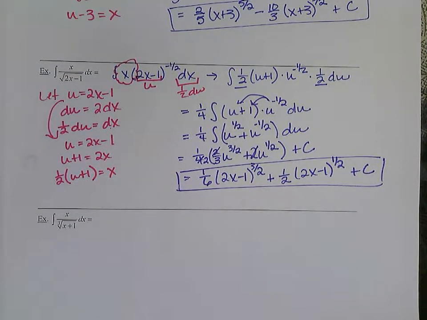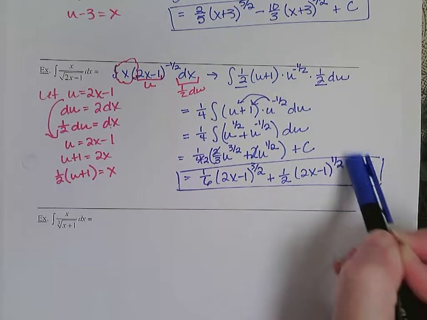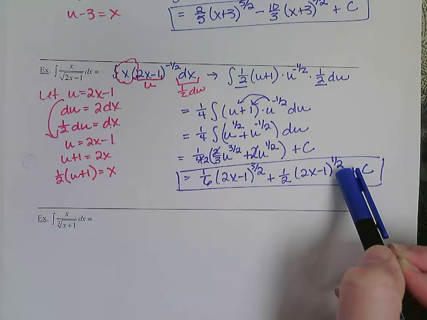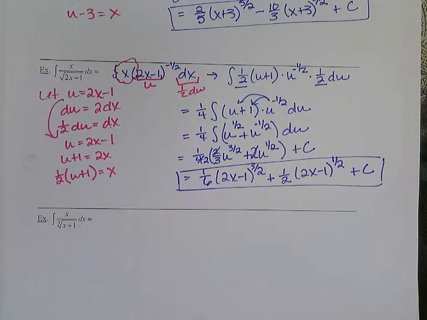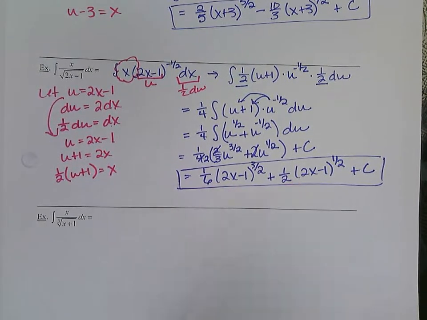Again, there are different ways we could write it. We could take the rational exponents and write them as a radical, as a square root. We could take the 6 and the 2 and put them in the denominator, all of that good stuff. Do you guys have any questions?